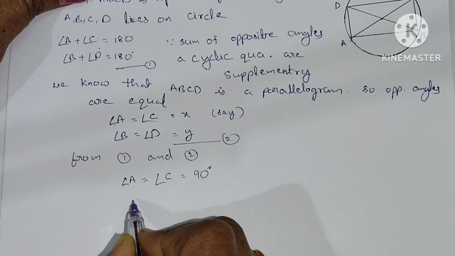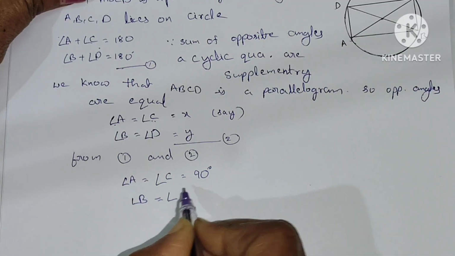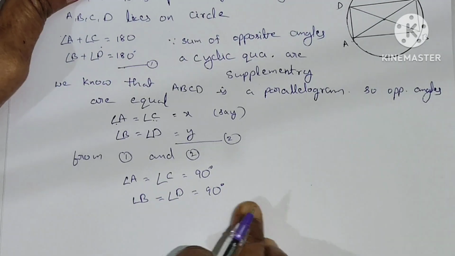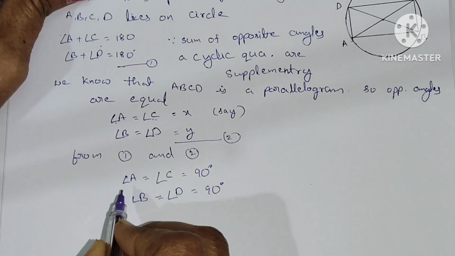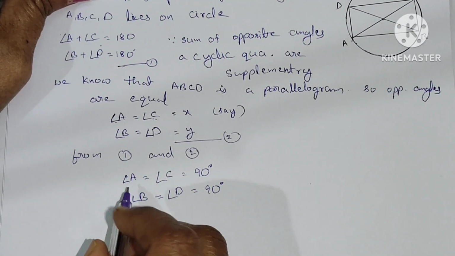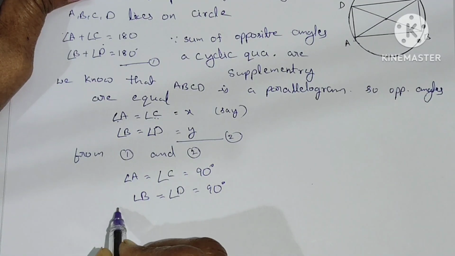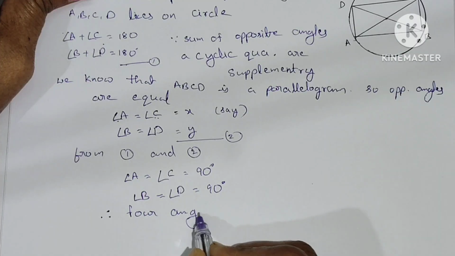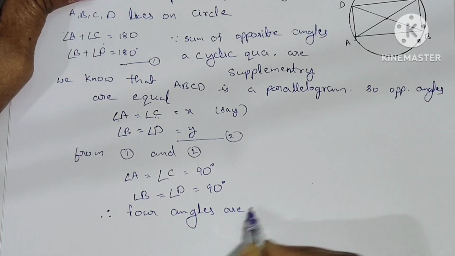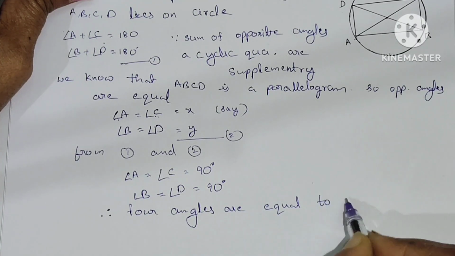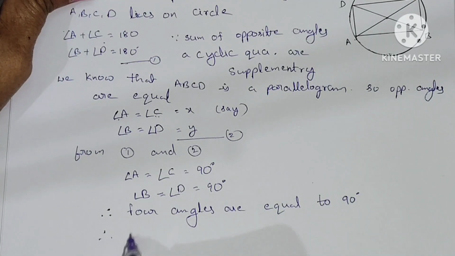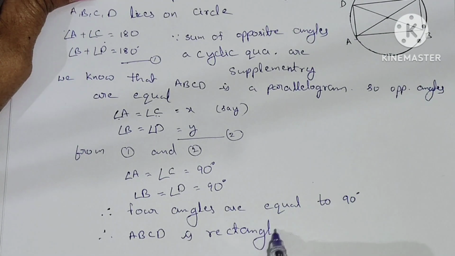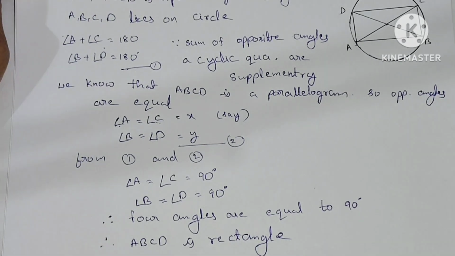Next, angle B equals angle D equals 90 degrees. So all four angles are equal to 90 degrees, which means ABCD is a rectangle. Therefore, since four angles are equal to 90 degrees, ABCD is a rectangle. This is the proof of the fourth one.